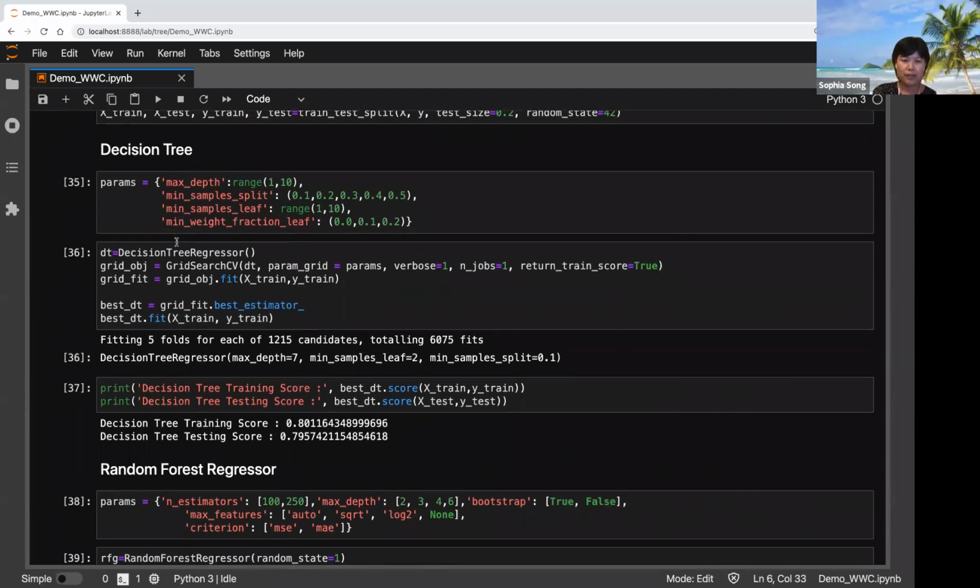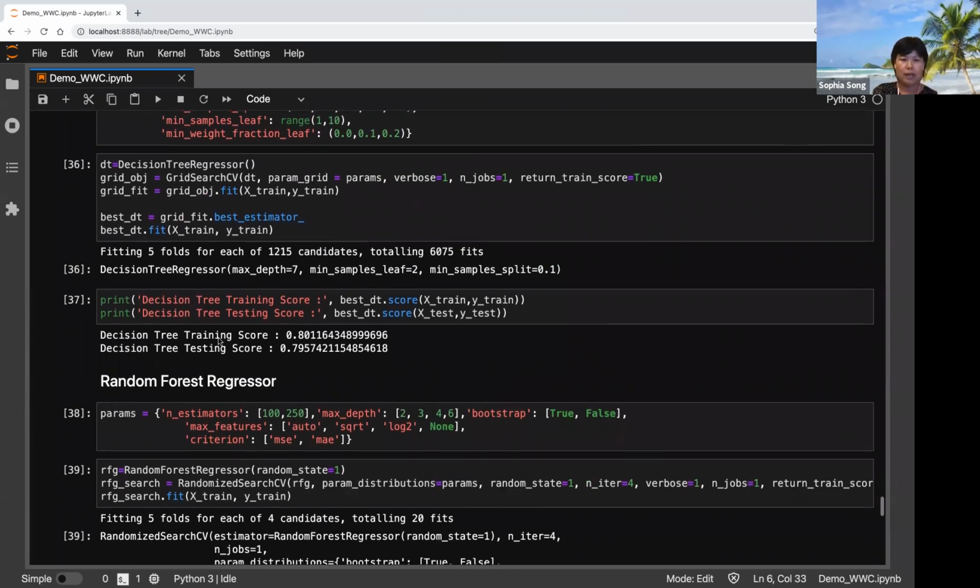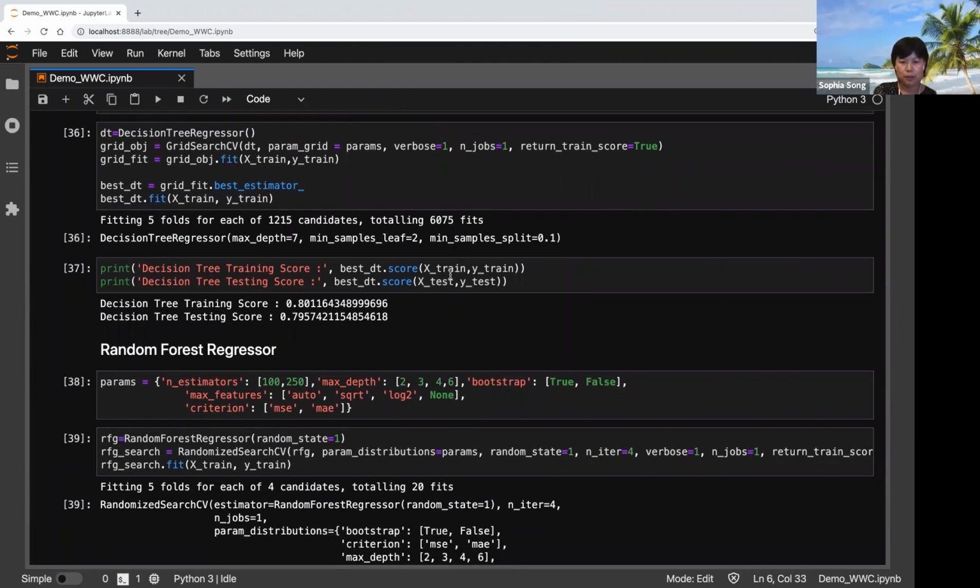For example, for the decision tree, I do the regression based on the train data, and then predict the test data, right? So I train the model using the train data and then make the prediction for the test data. So this is the model performance.